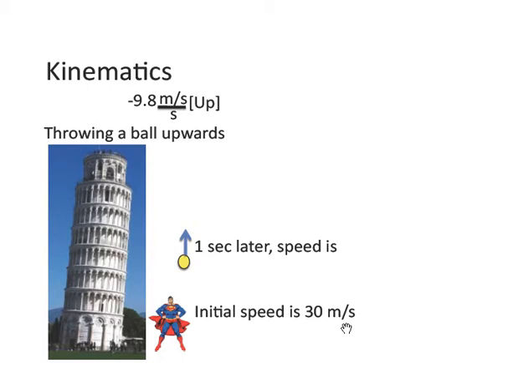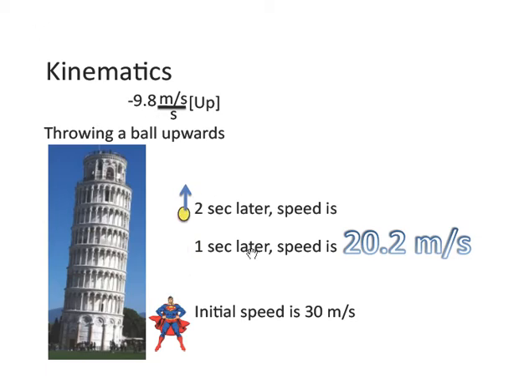So if it starts off with an initial speed of 30 meters per second, and every 1 second it slows down by 9.8, well, 1 second later, the speed is going to be 20.2. 30 subtract 9.8. And another second later, 2 seconds later, the speed will be 10.4. 20.2 subtract 9.8. And another second later, well, you can figure that out. It's almost going to come to a stop.